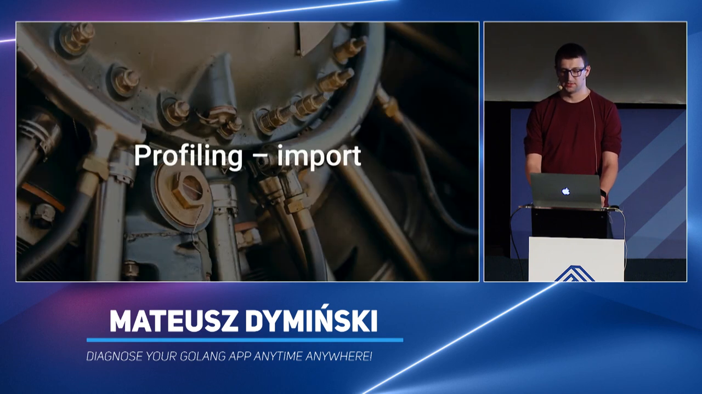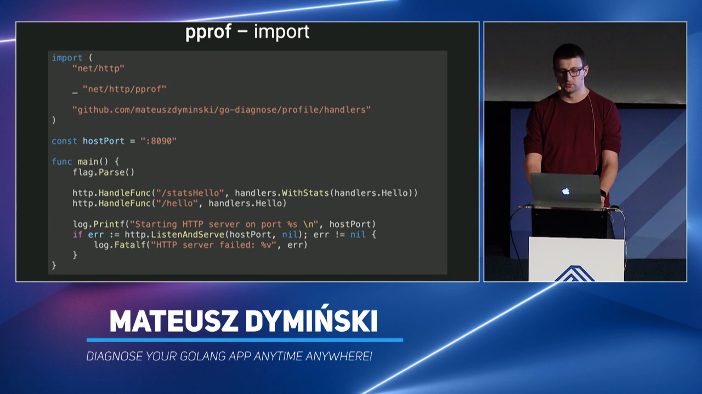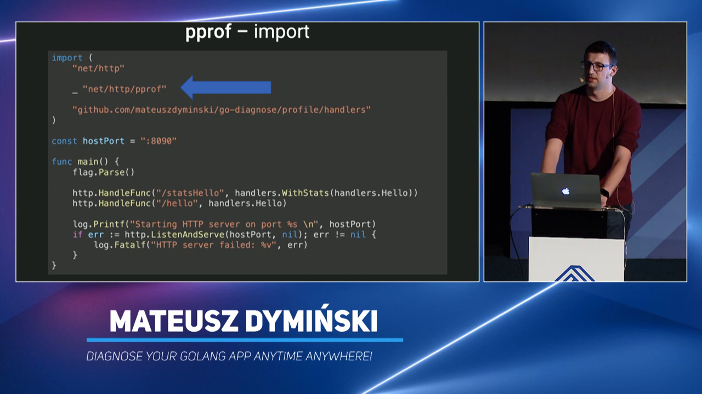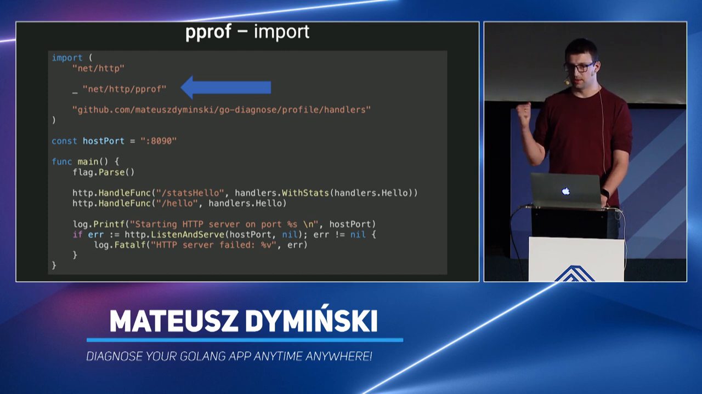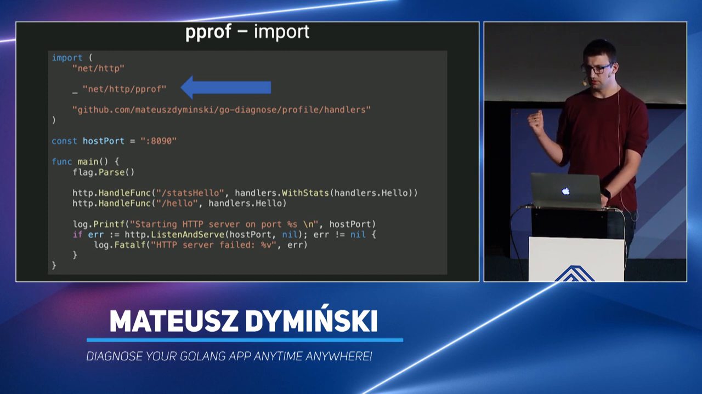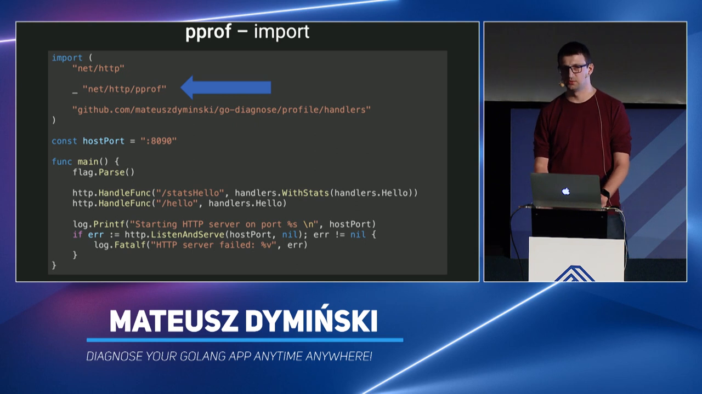Okay, so let's start with profiling with the import. The only thing is, we've already got an HTTP server running in Go, and we need to add this blank import. This blank import by default will add extra HTTP handlers to our application, which allows us to grab the profiling data from the server. So it's really nice.